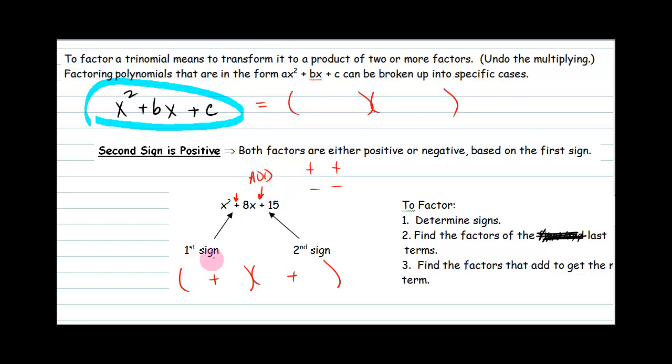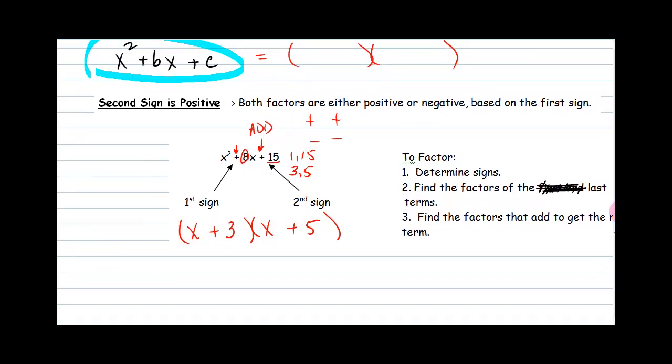Okay? I know I want to factor the first term into an x and an x, because x times x is x squared. Since the second sign is telling me to add, I'm going to look at the factors of 15 that add to give me 8. So 1 and 15 don't add to give me 8. 3 and 5 do add to give me 8. So I can write 3 and 5 down here, and I'm done. It doesn't matter whether I wrote the 5 or the 3 first.